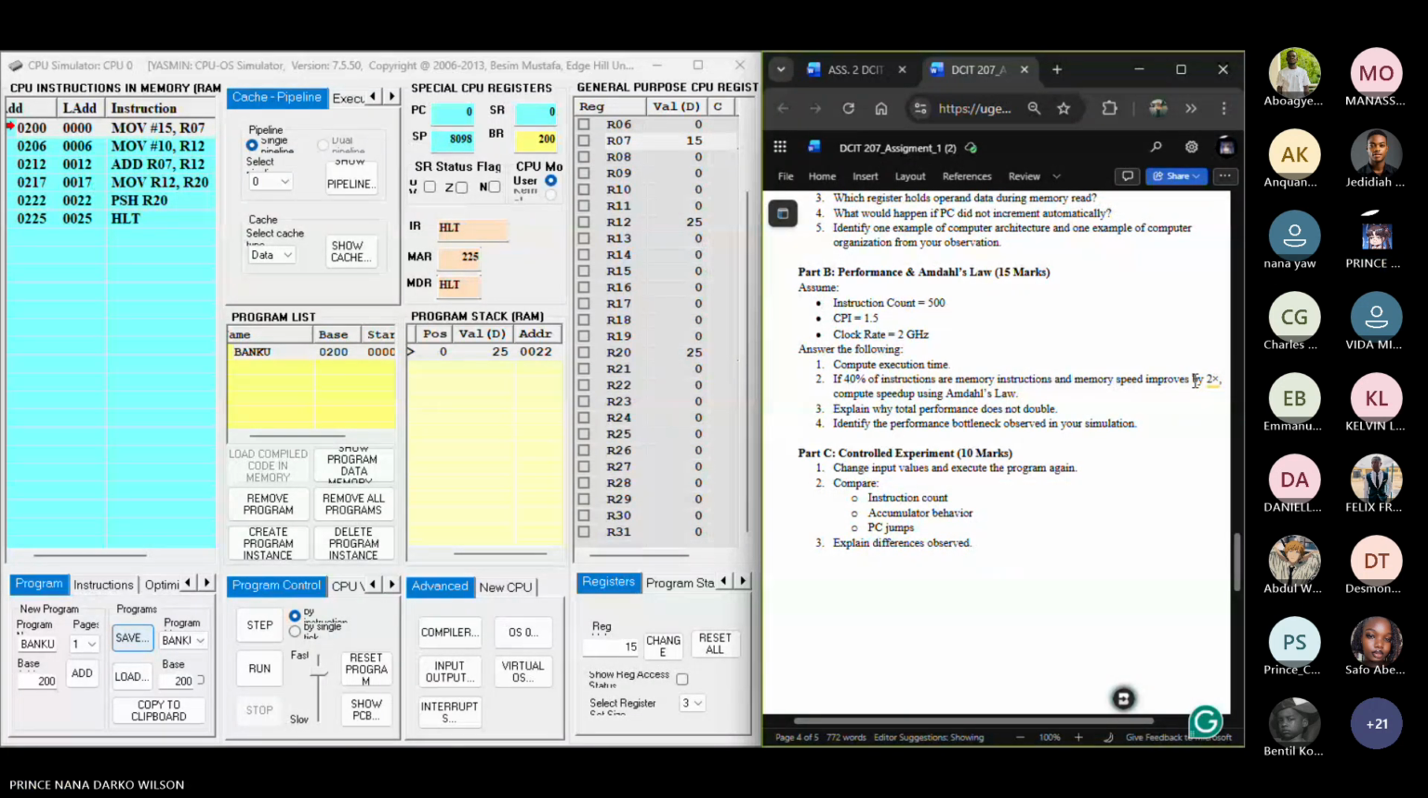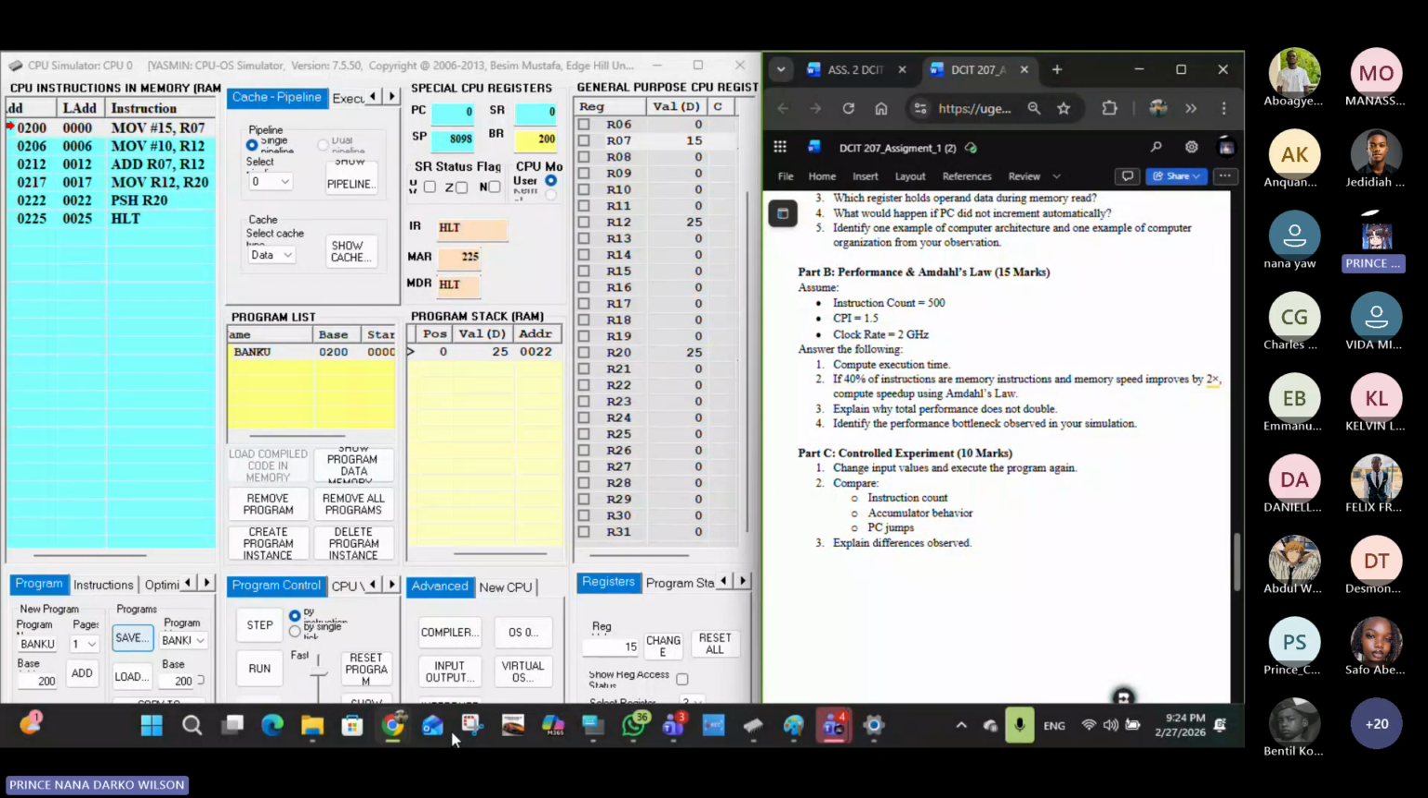You don't know? Okay, let me help you with that. I've forgotten what lies on top of it. Is it 1? But underneath it, we take all the values that we have been given and take them into account. It says if 40% of instructions are memory instructions and memory speed improves by 2 times, compute the speedup using Amdahl's law. Let me just pull the formula from my file for you to have a look at. It's a little long, but it's a simple one. You can keep it in mind.